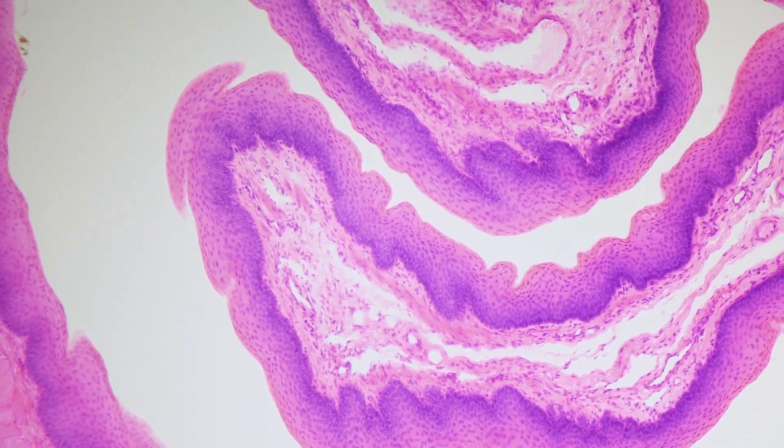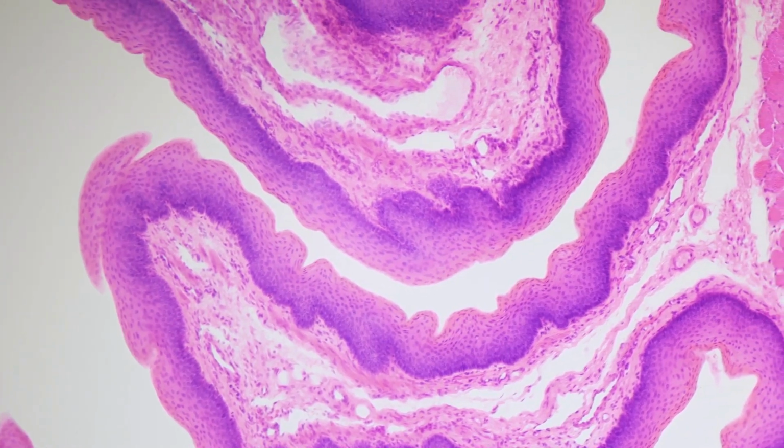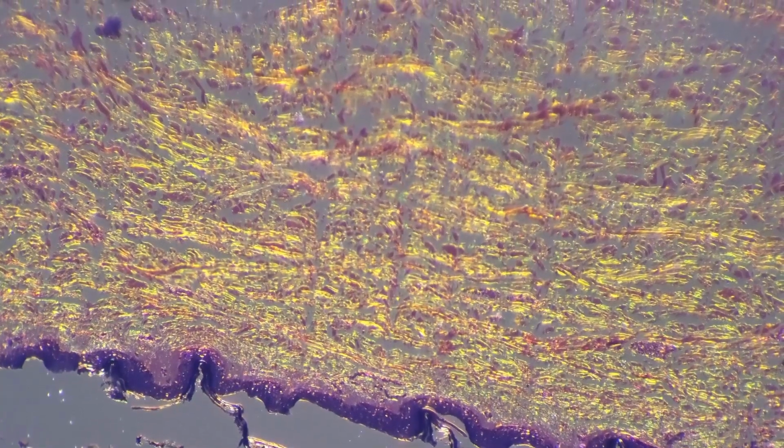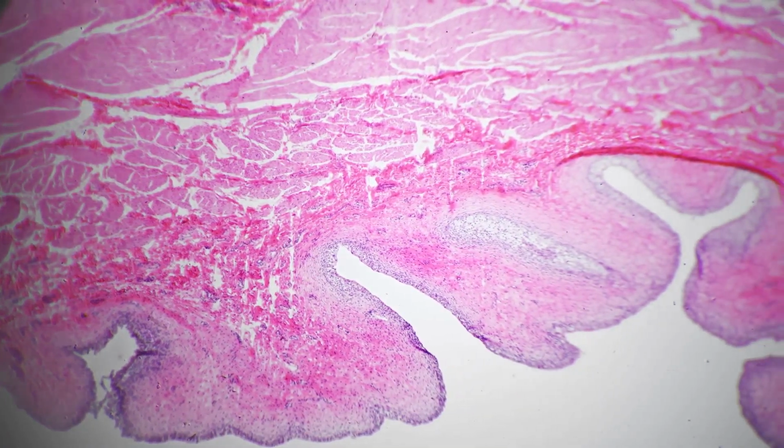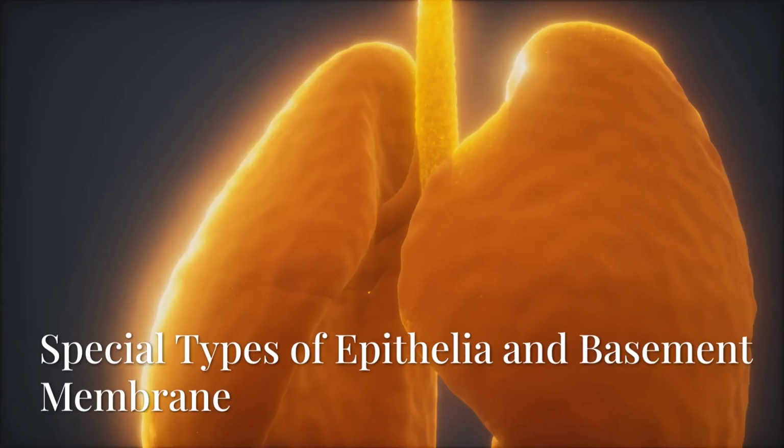Stratified squamous consists of multiple layers and is found in the skin and mouth. Stratified cuboidal, also multiple layers, is found in sweat glands. And lastly, stratified columnar, which has multiple layers and is located in the male urethra.